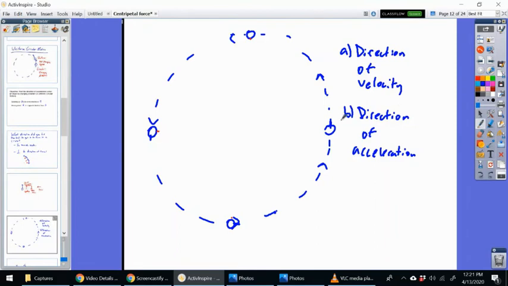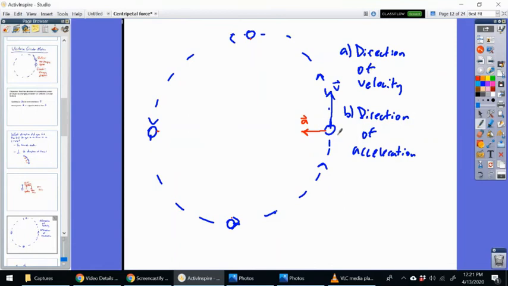I'll do this location right here. So I want to know the direction of velocity and the direction of acceleration at this location. So one thing I know, the direction of velocity looks like right at that instant, it is straight up. It is tangential to the circle. All right. And the direction of acceleration is going to be perpendicular to that and towards the center of the circle, which is this direction.